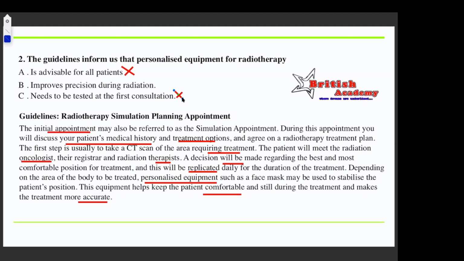I can see Blossom Rose, who has commented the right option as B, which is right because it clearly says the guideline informed that personalized equipment. See, this is a keyword for you: personalized equipment. Now, those who have commented C, if you complete the sentence with this question, the guideline informs us that personalized equipment for radiotherapy needs to be tested at the first consultation. What sense does it make? It means this equipment needs to be tested at the first consultation. Where does it say that? You should read your question carefully.